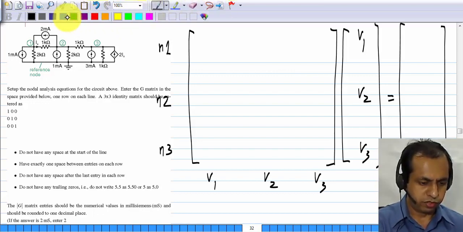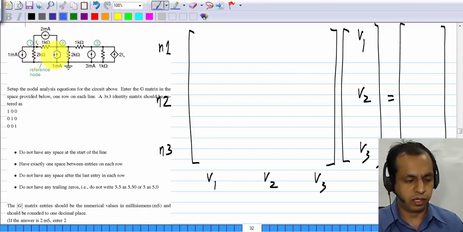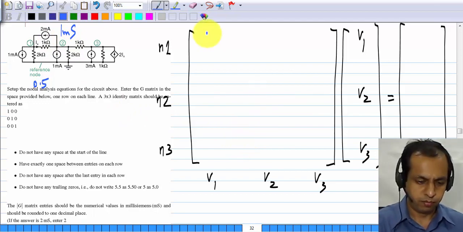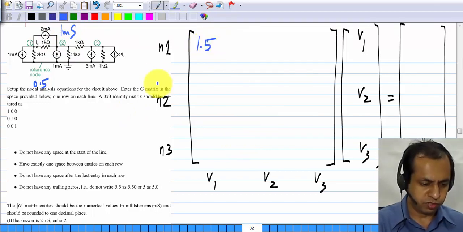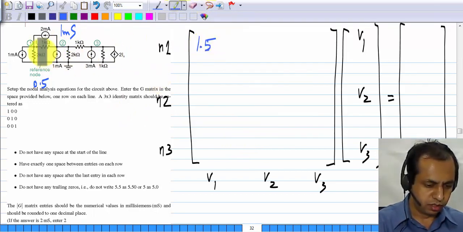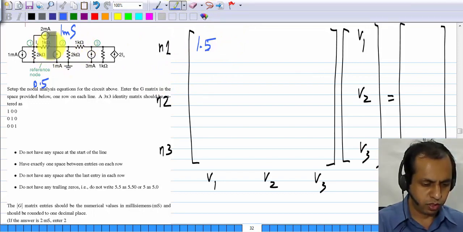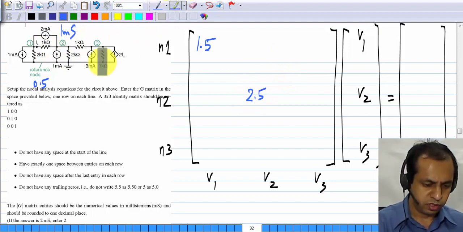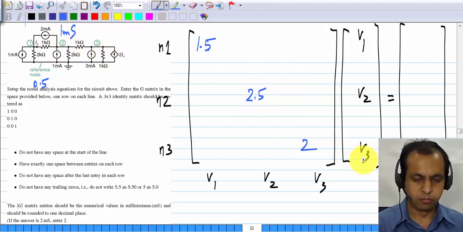Now again, first I will consider only the conductances in the circuit. We have 2 kilo ohms, which is a 0.5 millisiemens conductance, and 1 kilo ohm, which is a 1 millisiemens conductance. Okay, so the total here is 1.5, and the total here is 1 plus 1 plus 0.5, so that is 2.5, and the total for node 3 is 1 plus 1, which is 2.